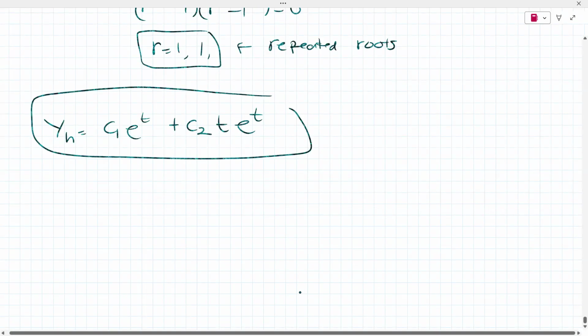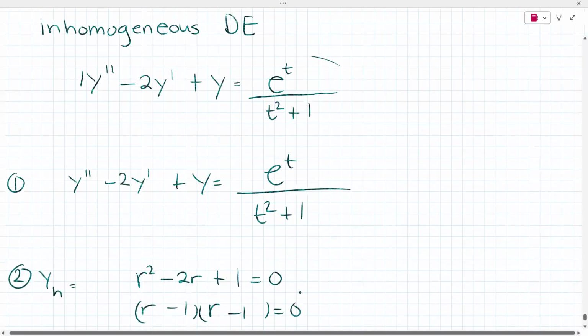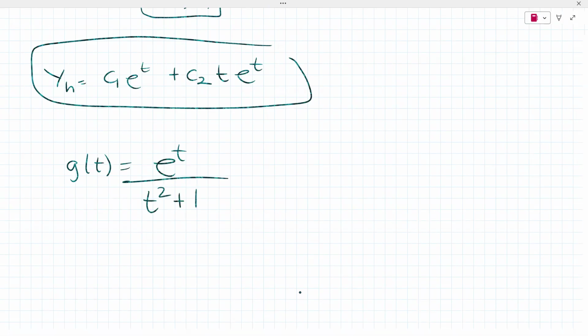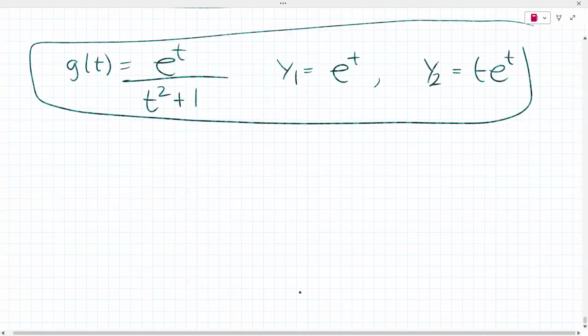Okay, then let's see, our g of t, so let me write this down. Our g of t is basically this. So my g of t is e^t over t^2 plus 1. And then my y1 was given, it's e^t. And then my y2 is t e^t. Go ahead and box it because we'll probably use it.